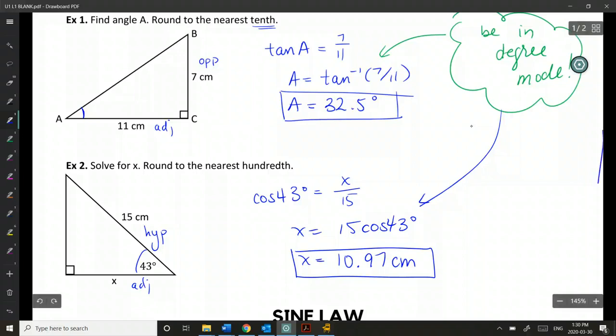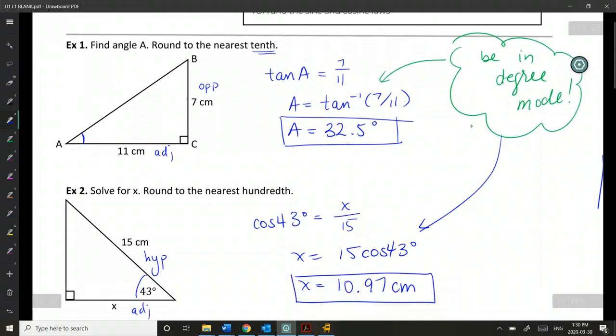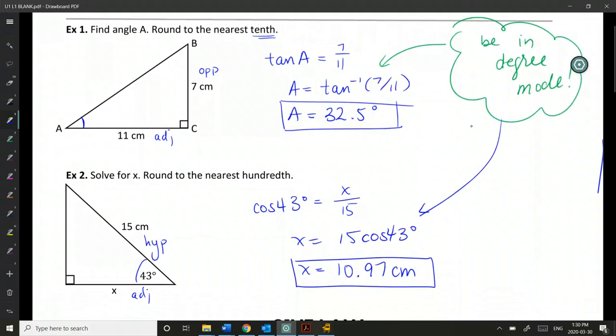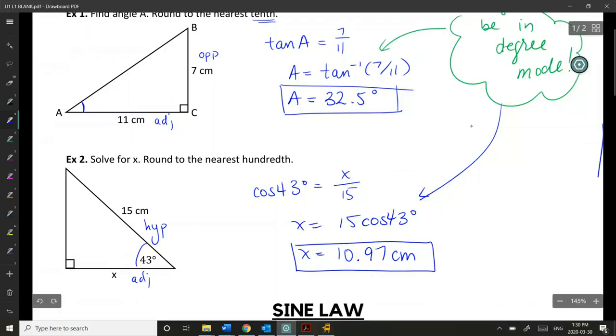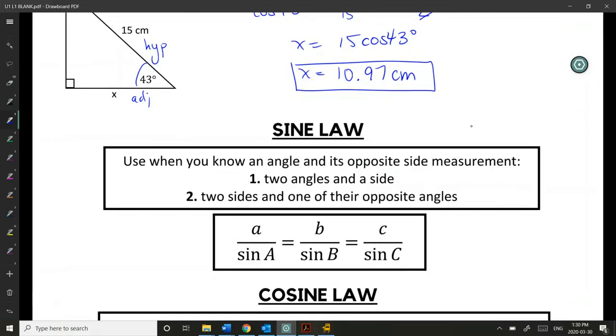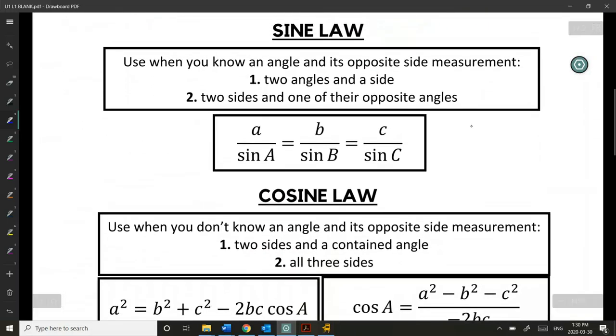Okay, so important things to remember here is that Sohcahtoa is only used for right angled triangles. Same thing with a squared plus b squared equals c squared. So if you know two sides of a right angled triangle, you can use a squared plus b squared to find the third, and that's only for right angled triangles.